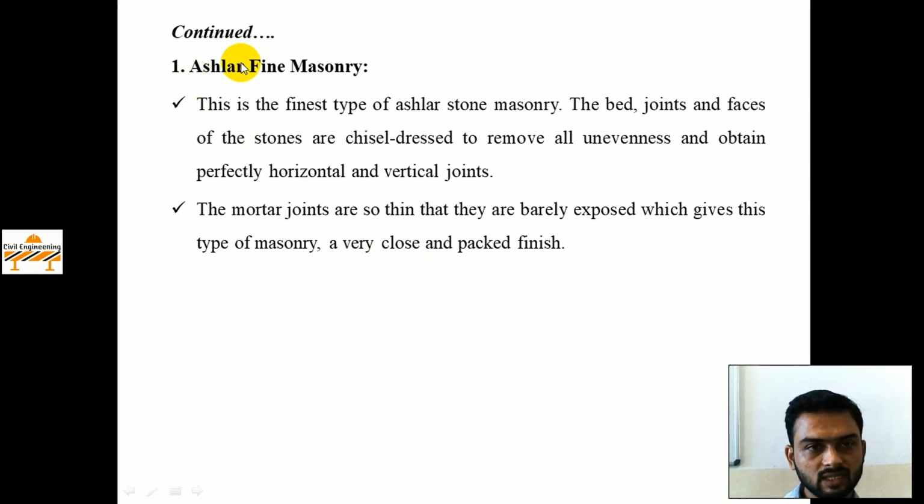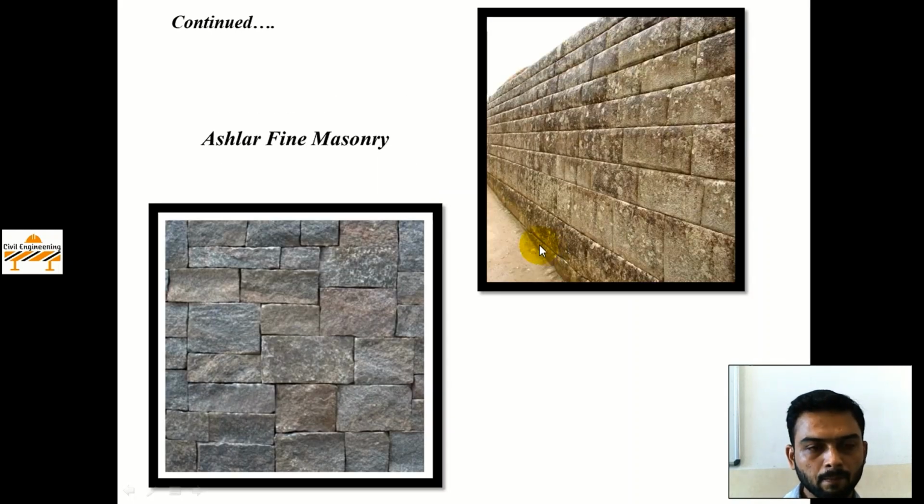Now first one, ashlar fine masonry. This is the finest type of ashlar stone masonry. The bed joints and faces of the stones are chisel raised to remove all the unevenness and obtain perfectly horizontal and vertical joints. The mortar joints are so thin that they are barely exposed, which gives this type of masonry a very close and packed finish. Now this is the ashlar fine masonry having sharp edges.